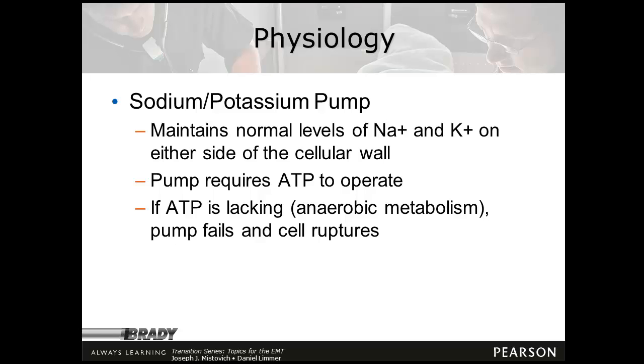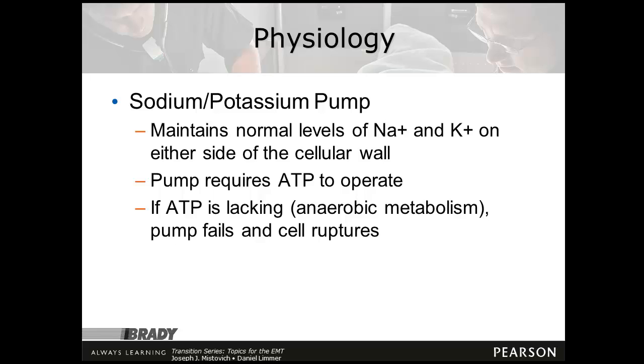Another essential piece of human physiology and of all mammals is the maintenance of a potential on either side of a membrane. This is essential to the functioning of nerves, to the functioning of cardiac muscle, to the functioning of smooth muscle, and to the functioning of voluntary muscle.